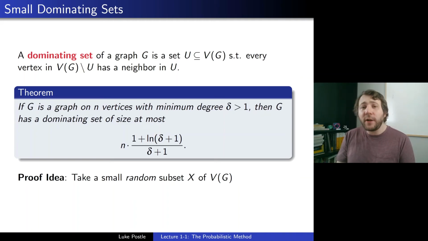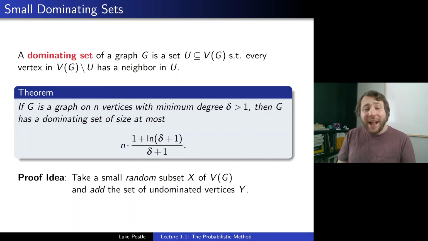Now, unfortunately, that small random subset may not be dominating. So that's the problem. We can set up this random experiment, but we might not get the outcome that we desire, a dominating set. So we're going to have to alter that a bit to fix it up. How do we do that? We're going to add the set of undominated vertices Y. So if we take X, it dominates itself and all of its neighbors. Anything it does not dominate, we will add to the dominating set. And thus the result, X union Y, will be a dominating set. And so our goal is to show that the sum of the sizes of X and Y is small enough, as in the theorem. So that's our proof idea: do some randomness and then alter it.